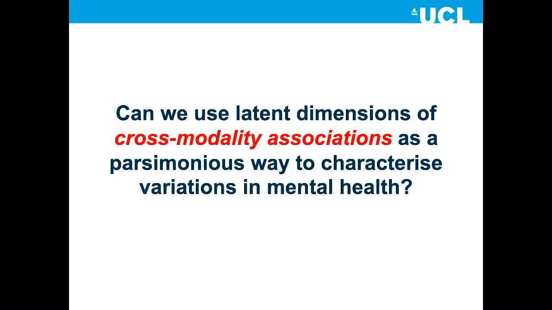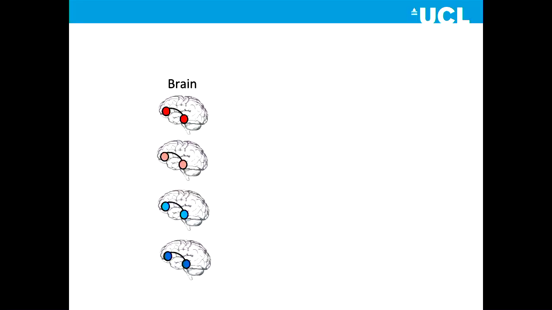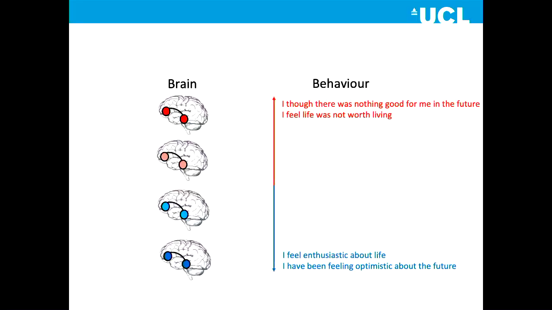And to make it simple and focus only on two modalities, the question becomes, can we use latent dimensions of brain behavior associations as a parsimonious way to characterize variations in mental health? So let's hope that this slide will give you the idea behind this approach. If you have brain data and behavioral data from a large sample, we can find some patterns of covariation. For example, here is just a toy example.